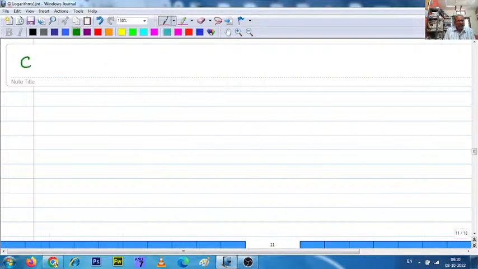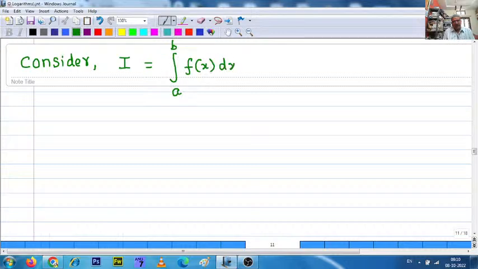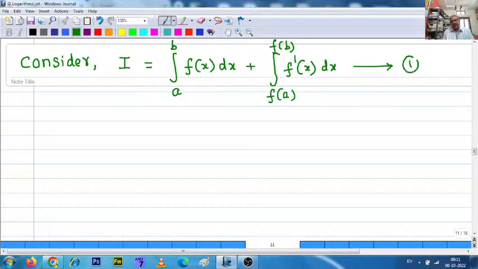Okay, my dear students, I am going to give the proof also, but you need not mention it in the examination. It is for your better understanding. Whenever such type of question comes, directly you can do it. Okay, right? Consider I equals integral a to b f of x dx plus integral f of a to f of b f inverse x dx. This is equation 1 itself only.